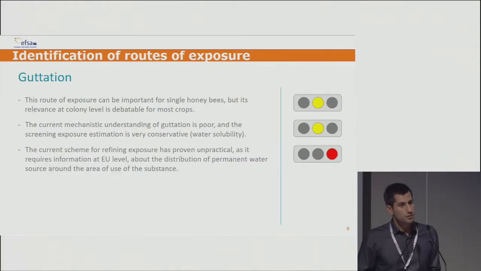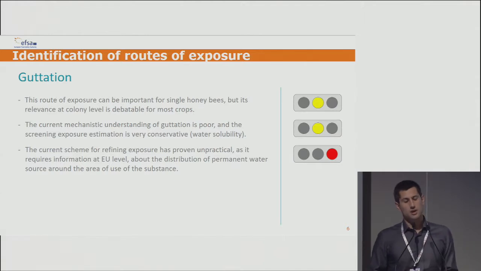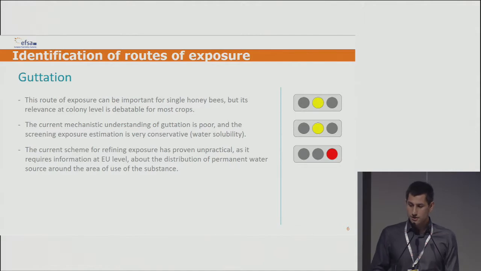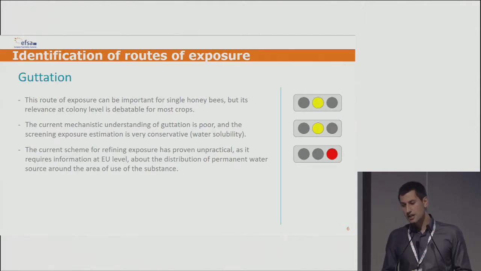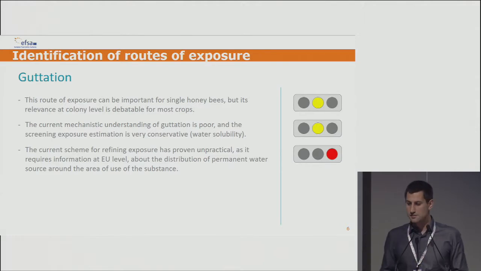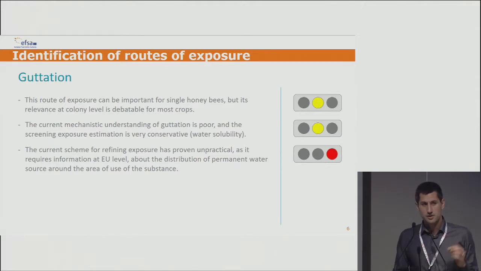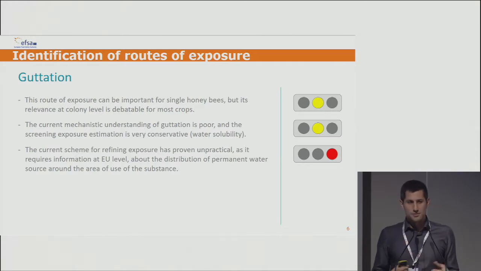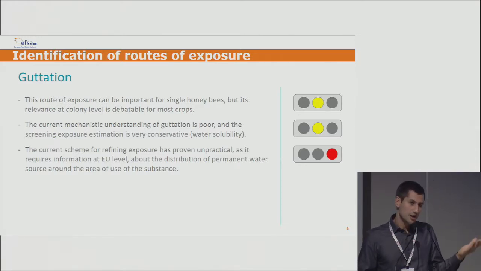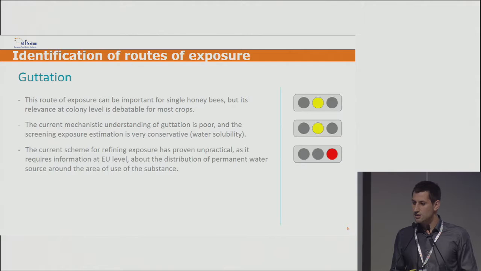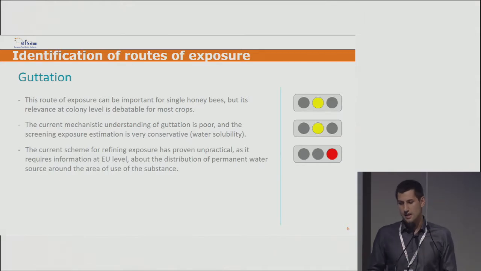Another route of exposure that was introduced, somehow in a more organic scheme, by the EFSA guidance document is guttation. It's absolutely clear from the experience we've gained that this exposure route is important, or can be important, for single honeybees, but its relevance at a higher level of organization, for example at colony level, is more debatable for most crops. So that's something we should really look into in more detail.